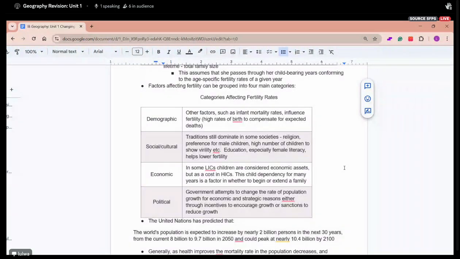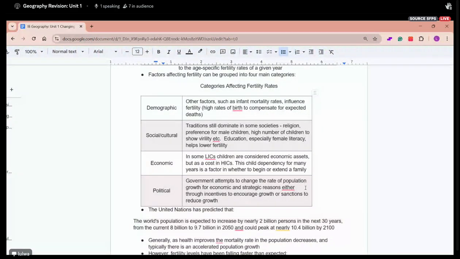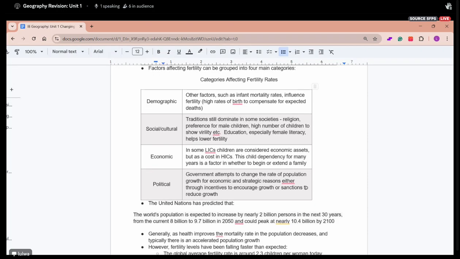What I mean is that when there's women empowerment, women emancipation, encouraging women to go to school, they would focus more on their own livelihood, and so the fertility rate decreases because of more time invested in education than building a household. And so economic is that in some lower income countries, children are considered as economic assets because of the benefit they bring work-wise, but they're seen as a cost or a financial burden in HICs. And then politically, governments attempt to change the rate of population through policies, which we'll be talking about later.